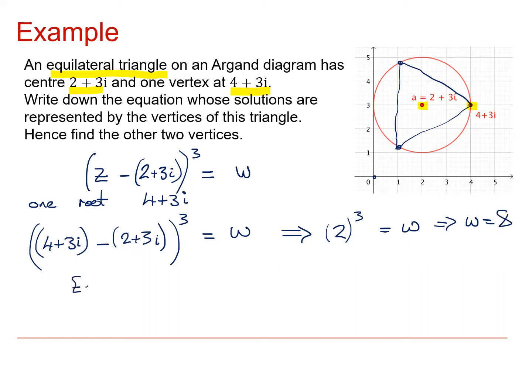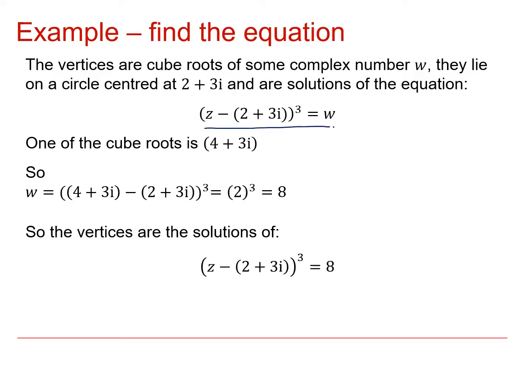And so the equation I require is z minus 2 plus 3i, all cubed, is equal to 8. So there's my original statement that it's going to be an equation in that form. I know about 4 plus 3i, so putting that in and working it through, I get a value for w of 8, and so the vertices are the solutions of this. We're going to solve this by treating it as z cubed equals 8 to start with, and then when we get each of the roots, we'll add the 2 plus 3i back in so that we get the final result. Let's have a look at how that's done.